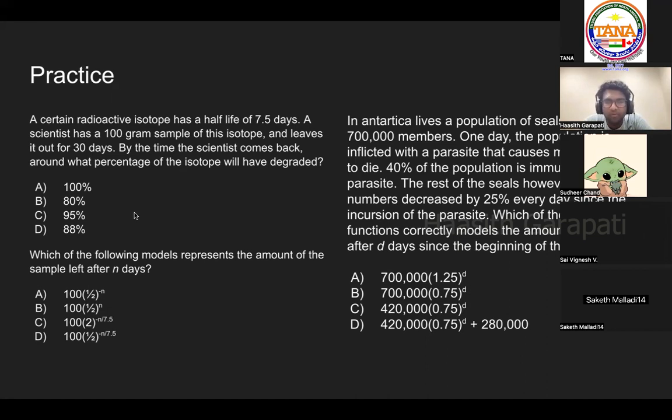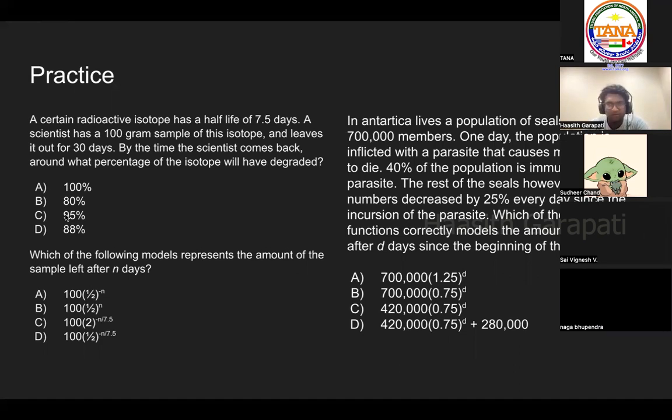Okay, so a scientist has a 100-gram sample of this isotope and he leaves it out for 30 days. If it's a half-life, it's decreasing by half, right? It's being multiplied by a fraction. In other words, you could say it's being multiplied by 0.5. It should immediately give you a signal: okay, this is an exponential system. So let's come up with our system. Actually, let's start at the bottom since that's basically what the question is. Which of the following models represents the amount of sample left after n days? Okay, what's your starting point? 100. Obviously, all the answer choices have 100 as a starting point.